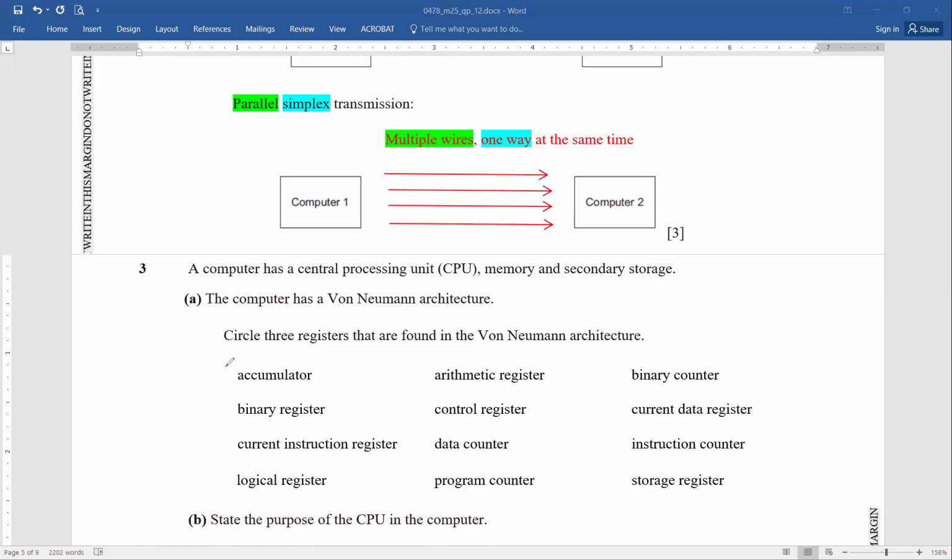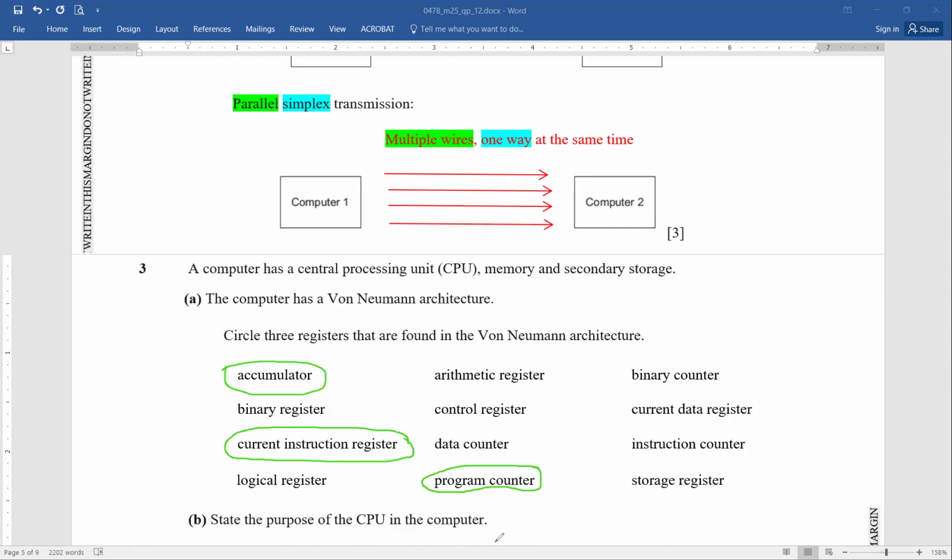Now the first one is accumulator, correct. Good. Second one, current data register. That is the trick. It's current instruction register, CIR. And then it's the program counter. So have we all scored full marks in this one? Yes.